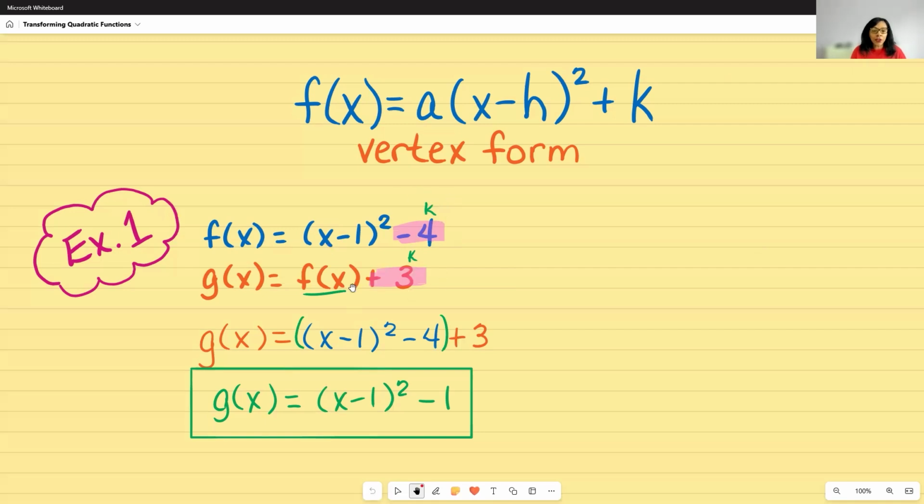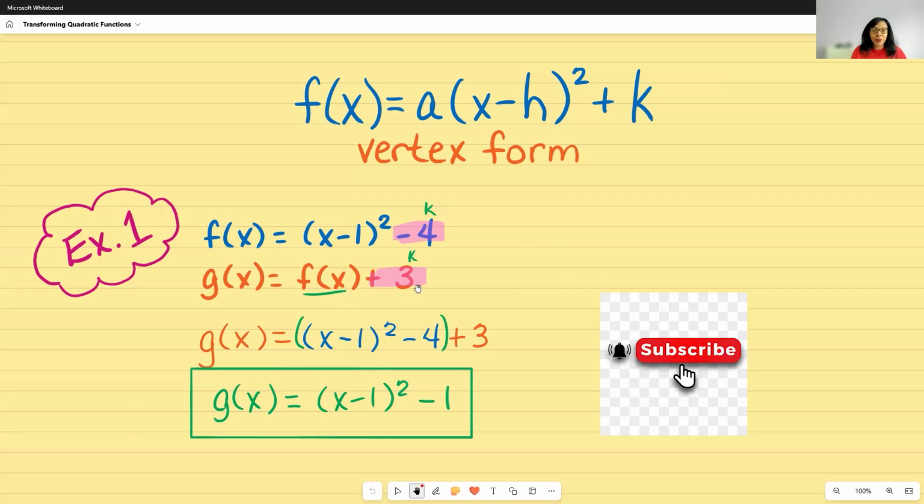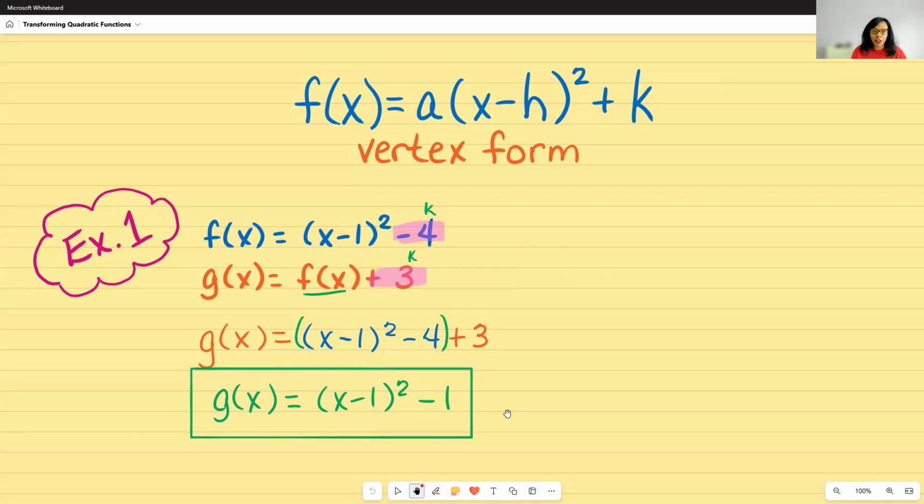The f of x portion, the quantity of x minus 1 squared, does not have an h in the new function, so therefore I can just bring it down. -4 plus 3 simplifies to -1. That is my new function g of x.